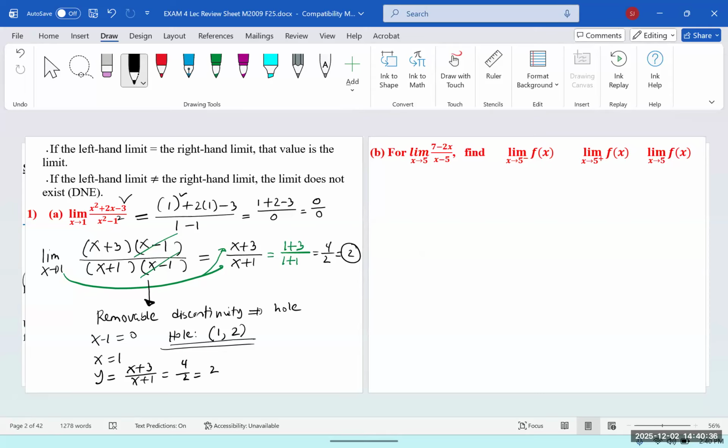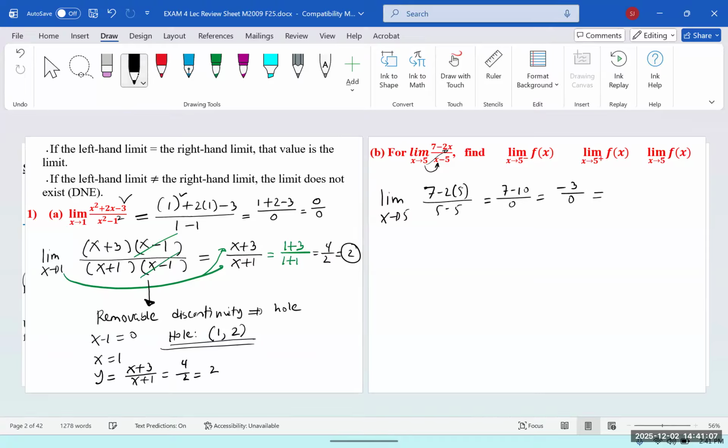In the next example, we do the same thing. Step 1, you substitute the limiting value and see what type of scenario you have. So limit as x goes to 5 of (7 minus 2 times 5) over (5 minus 5). We get (7 minus 10) over 0, negative 3 over 0. So it's not 0 over 0, it's a number over 0.